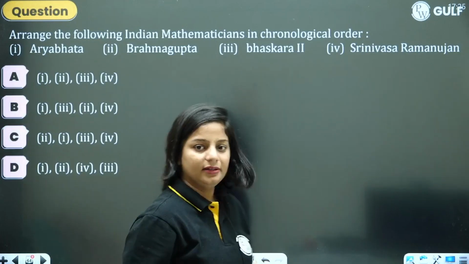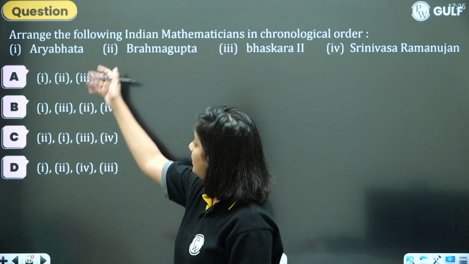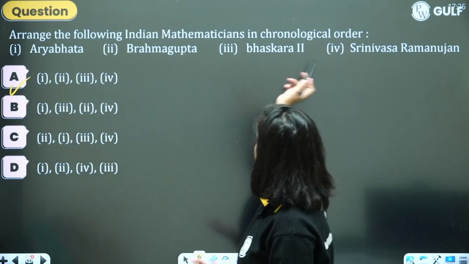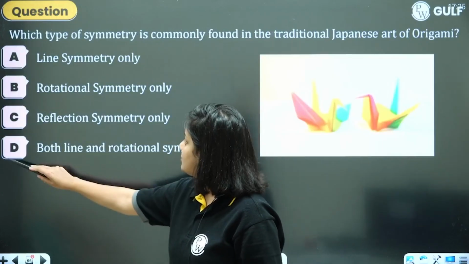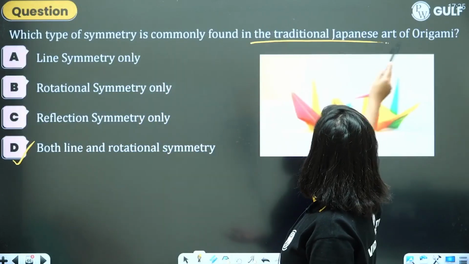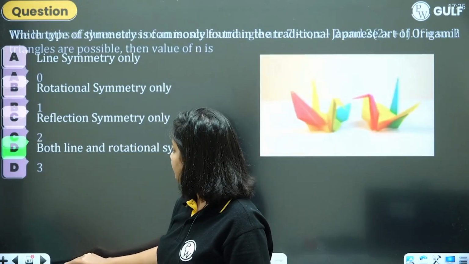This is, chronologically, who came first according to history. First one, Aryabhata, then Brahmagupta, Bhaskara and Srinivasa Ramanujan. It is also which symmetry is commonly found in Japanese origin, both linear and rotational.